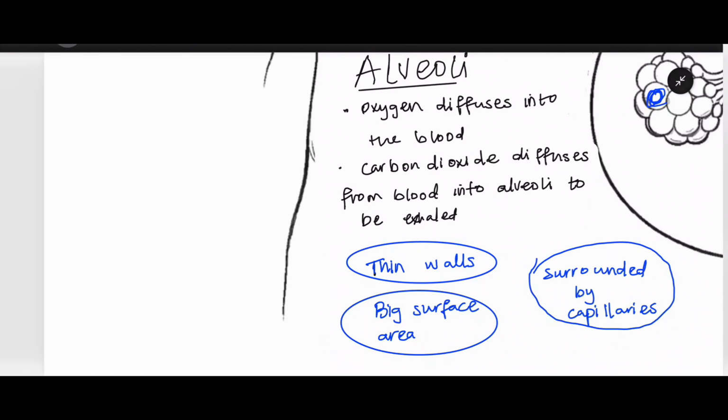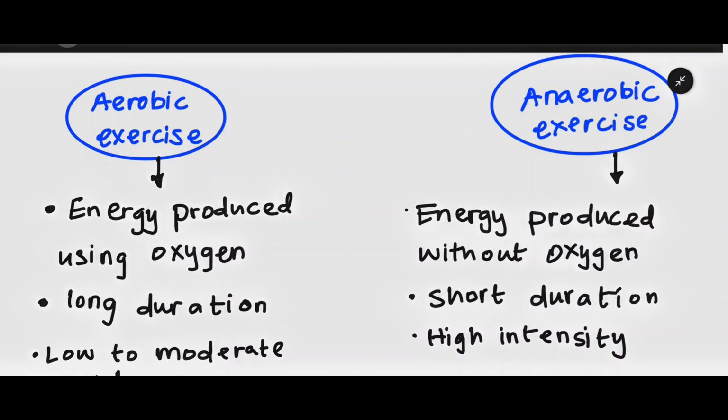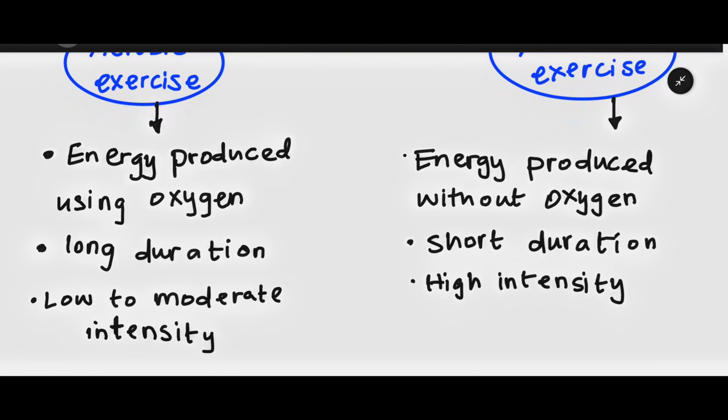Now, let's move on to aerobic and anaerobic exercise. Aerobic exercise, or whenever you hear aerobic, that means that energy is being produced using oxygen. And any exercise that is aerobic is usually longer duration and low to moderate intensity. Examples of aerobic exercise are long distance running, marathons, cycling, continuous swimming, so on and so forth. Anything that is long duration and low to moderate intensity.